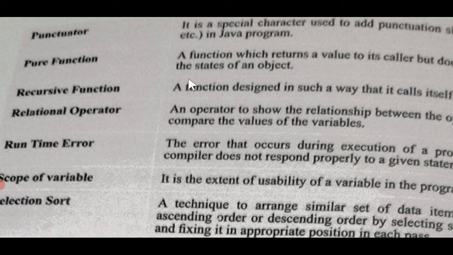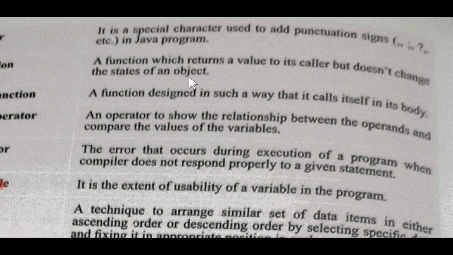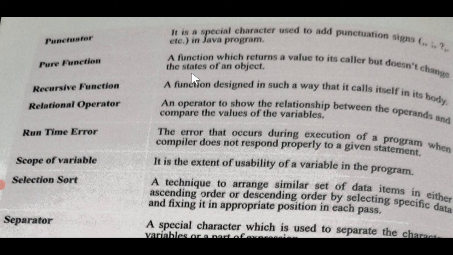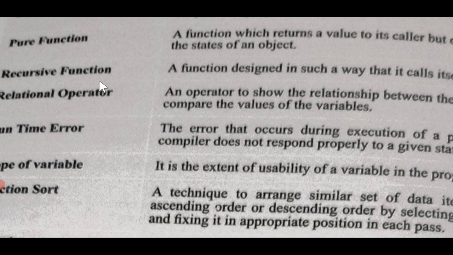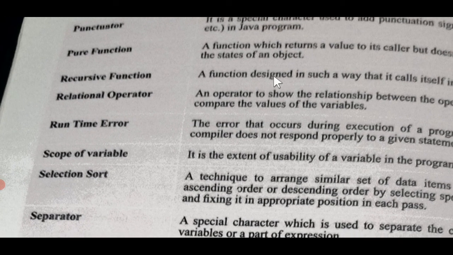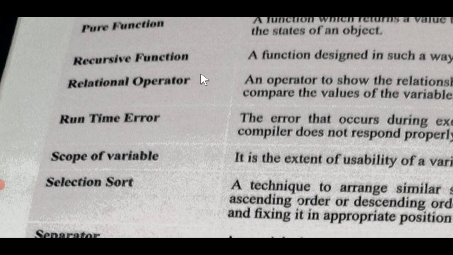Then pure function, a function which returns a value to its caller but does not change the state of an object. So you have to simply write, a function may return or may not return a value, but that does not change the state of the object, right? So that is pure function, and the best example is the display method. Okay. After that, students, recursive function, a function calling itself. Just one line, a function calling itself is known as the recursive function. Not in your course, leave that.